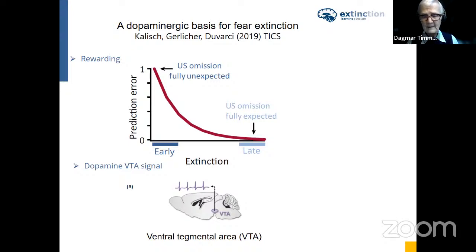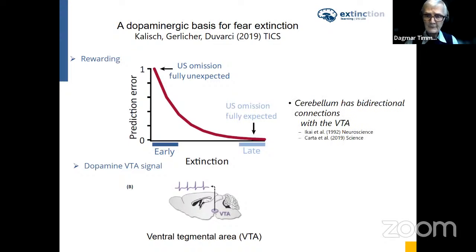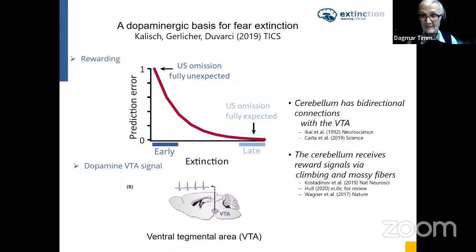What we are studying in the lab right now is this: there are old findings that the cerebellum receives afferent input from the ventral tegmental area. New findings are that the cerebellum has a direct connection, from the cerebellar nuclei, to the VTA. And in addition, there are more and more studies which show that the cerebellum does not only receive sensory information, but also information about reward. So there are studies showing climbing fiber signals which are related to rewards, unexpected reward omissions, reward predictions.